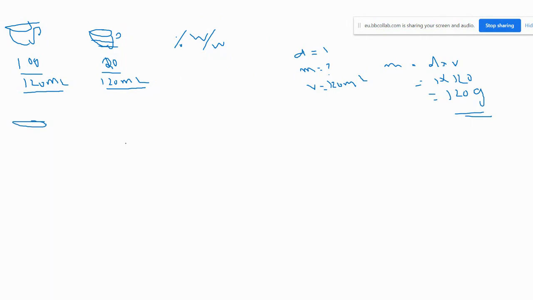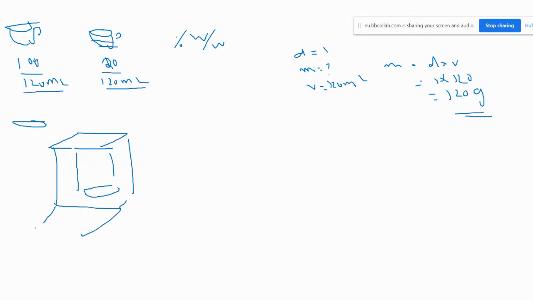Suppose this is the balance. We have a top loading balance, or even an analytical balance. You know this balance. Here is the pan. Okay, this is the balance, suppose.